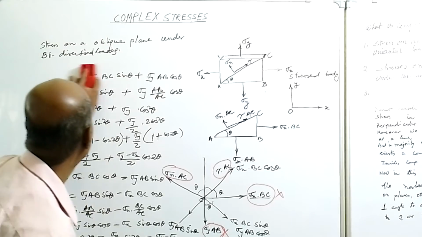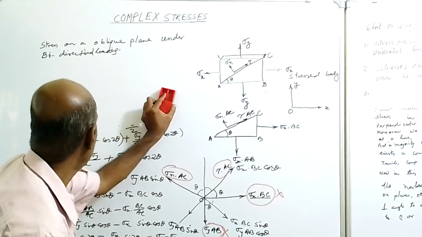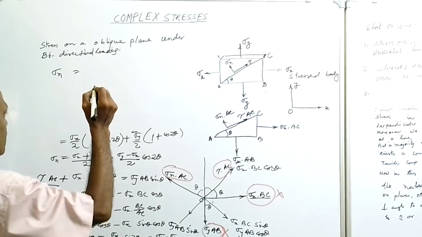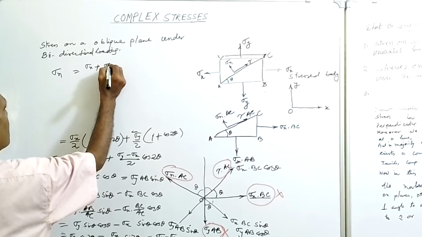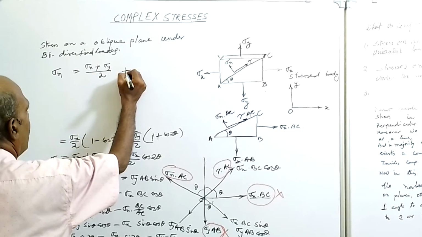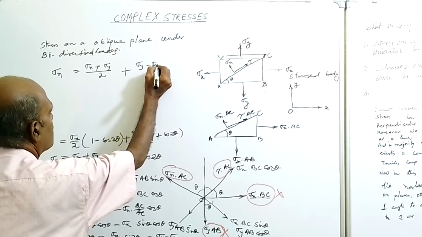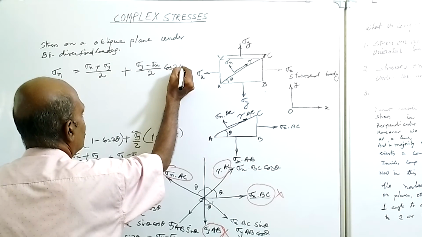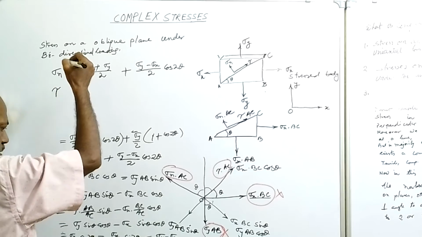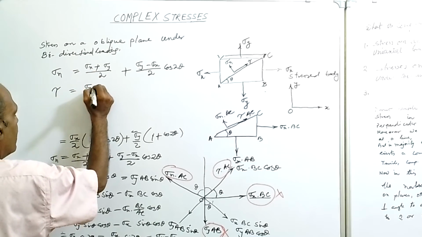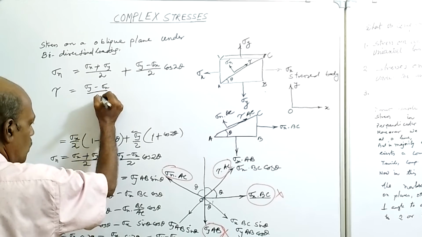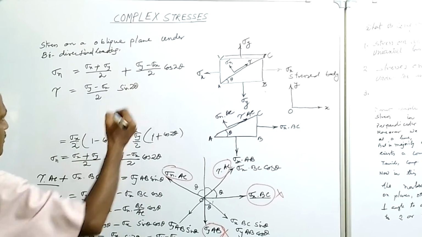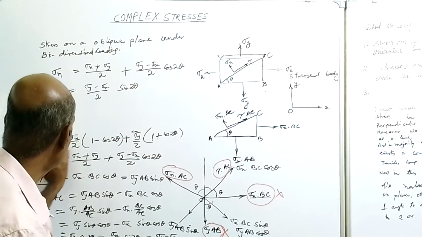Now we will write sigma n and tau value separately. That is sigma n we have got how much? Sigma x plus sigma y by 2 plus (sigma y minus sigma x) by 2 cos 2 theta, and tau we have got is equal to (sigma y minus sigma x) by 2 sin 2 theta. Okay, so this is the sigma n and tau value.